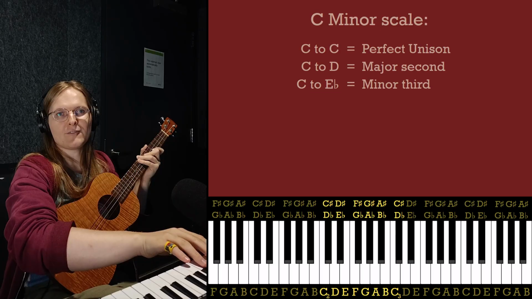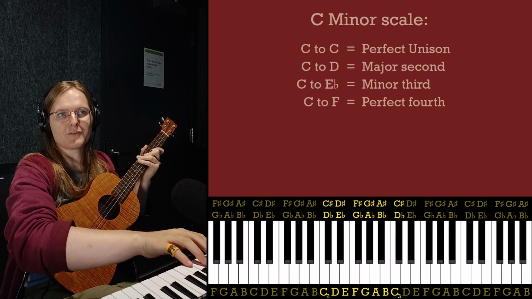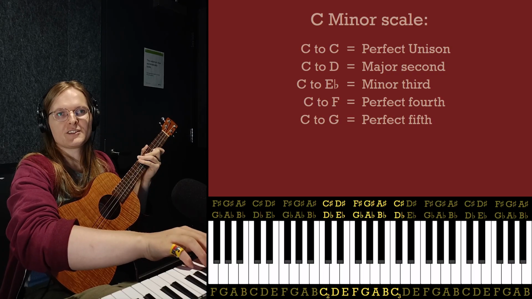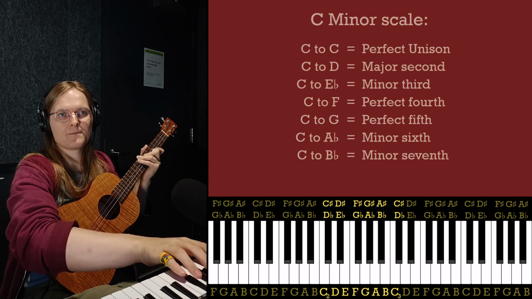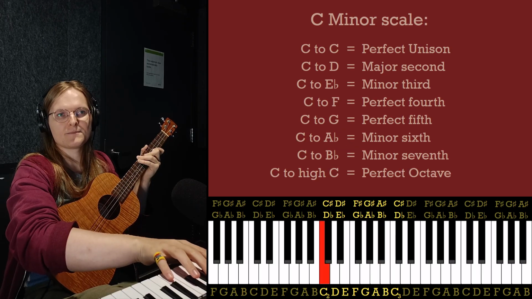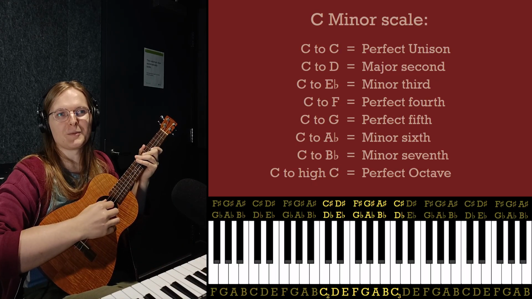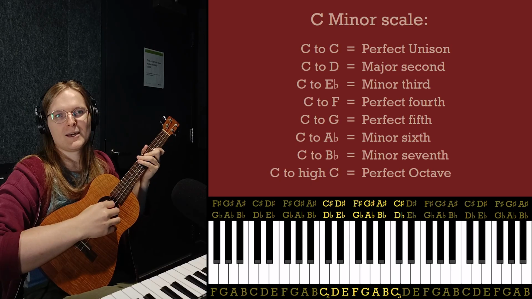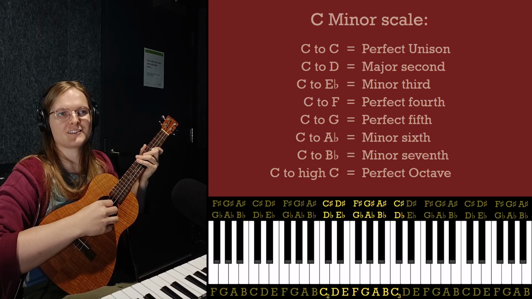From C to F is a perfect fourth. From C to G is a perfect fifth. From C to A flat is a minor sixth. From C to B flat is a minor seventh. And from C to the higher C is again an octave. Now, some of our intervals have gone from the major version to the minor version, but just like with the major scale, we again have unison, a second, a third, a fourth, a fifth, a sixth, a seventh, and an octave.